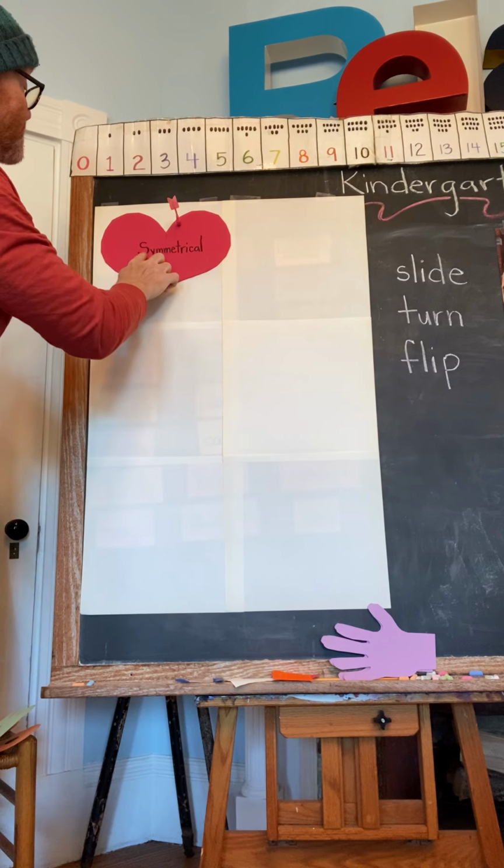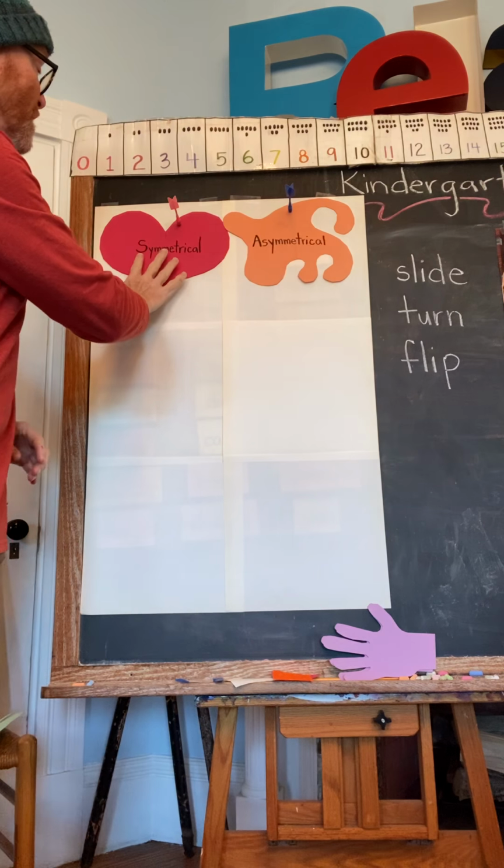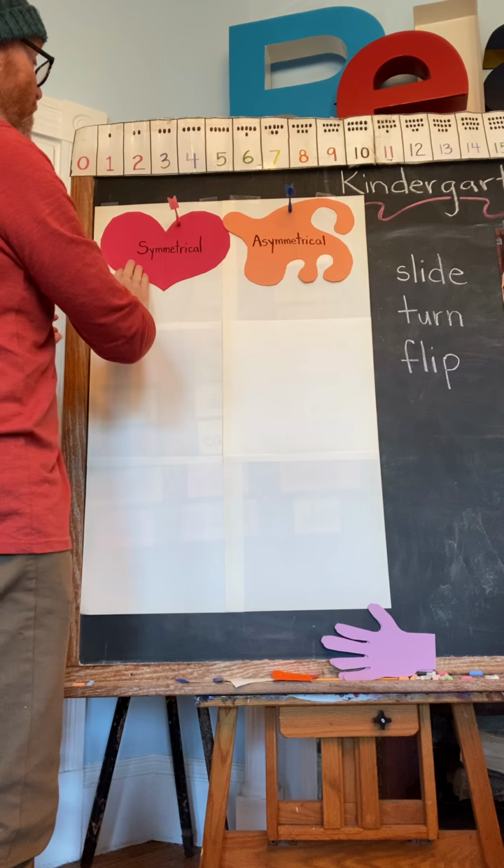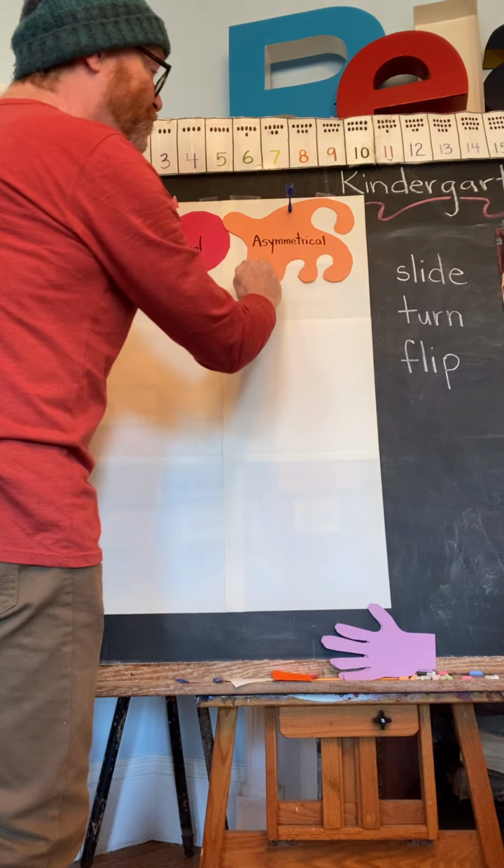Now I'm going to get a shape that is asymmetrical, and I'm going to put it here. An asymmetrical shape does not have the same thing on both sides. So there's no way that I could fold this and have it make sense. If I tried to fold it this way, it still wouldn't line up with itself. So that is what defines this shape as asymmetrical. So we have symmetrical shapes that are the same on both sides and asymmetrical shapes that don't have a line of symmetry. This is what a line of symmetry is. It's the line down the middle where it could be folded.